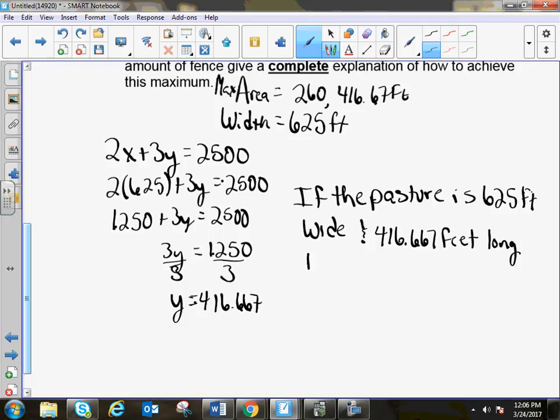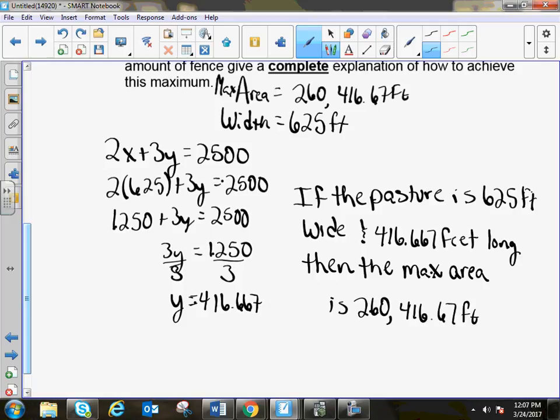Then the maximum area is 260,416.67 feet. Nice sentence answer for a word problem. After you understand this, you'll want to try a few on your homework that look like this.